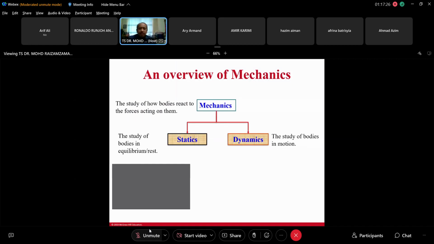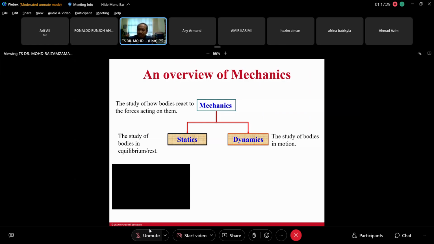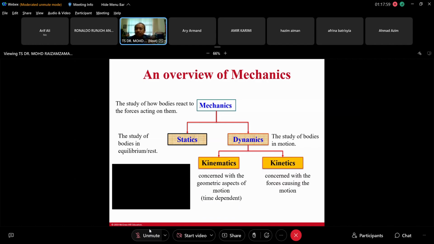I believe that you have learned about statics. So mechanics is the study of how bodies react to the forces acting on them. Statics is the study of bodies in equilibrium or at rest. It's not moving. What is dynamics? Dynamics is the study of bodies in motion. So it can be divided into two, right? The kinematics and kinetics. That's why you have the kinematics of particles and kinetics of particles, even for the case of rigid bodies.